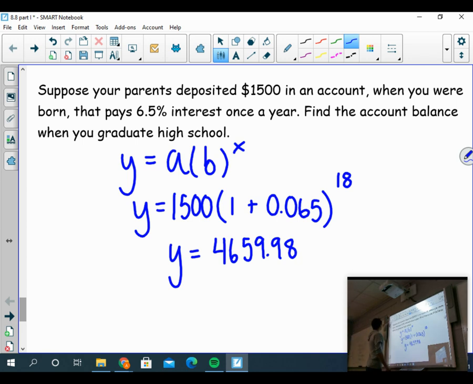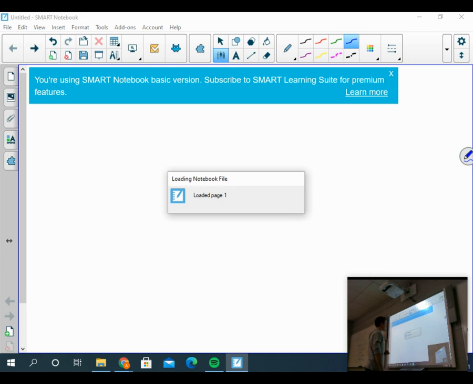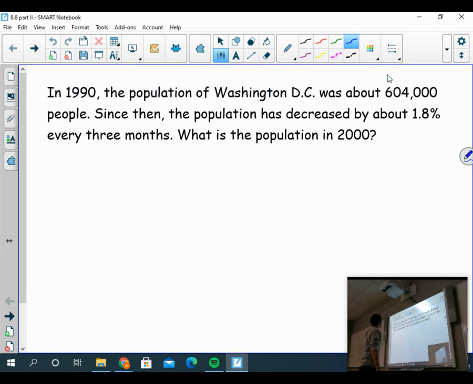Let's look at one more example. In 1990, the population of Washington, D.C. was about 604,000 people. Since then, the population has decreased by about 1.8% every 3 months. We want to know what the population will be in the year 2000. Okay? So, again, nothing new here. We're decreasing by a percent, so it's exponential.